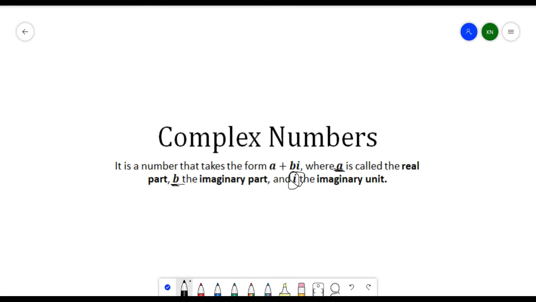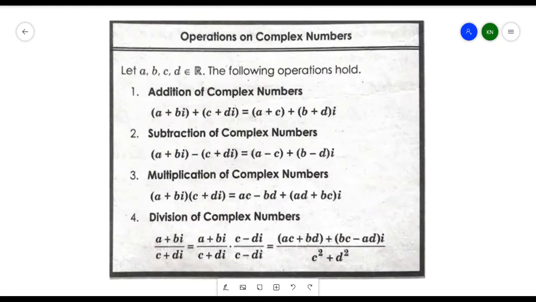In this case, we will be discussing the operations on complex numbers. We have here the guide on the operations on complex numbers. We have the addition of complex numbers, in which, if given a plus bi plus c plus di, you just have to add the constant numbers and add the imaginary parts, and we have the imaginary unit.